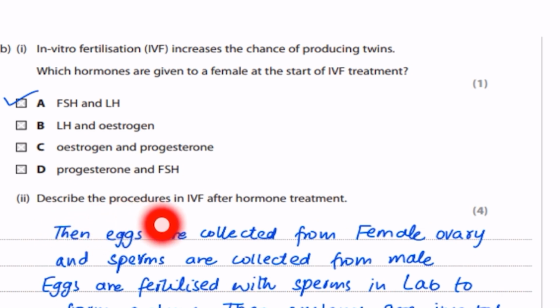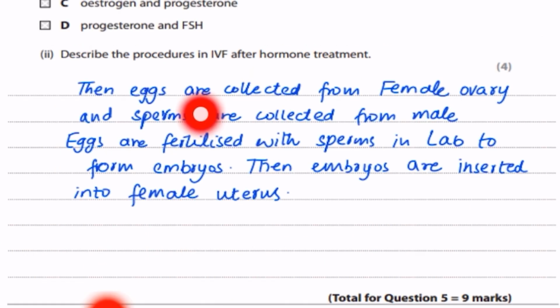Describe the procedures in IVF after hormone treatment. After that, eggs are produced in the female ovary and collected from there, and sperm are collected from the male. Then the eggs are fertilized with the sperm in the lab. That's why it is called in vitro. This forms embryos, and then these embryos are placed back into the female uterus.